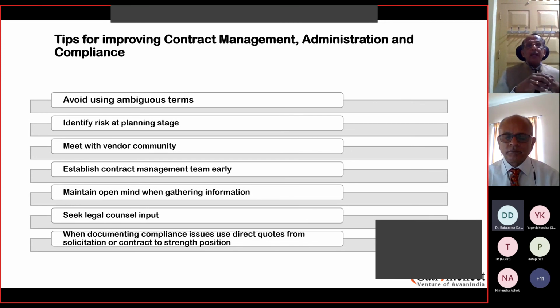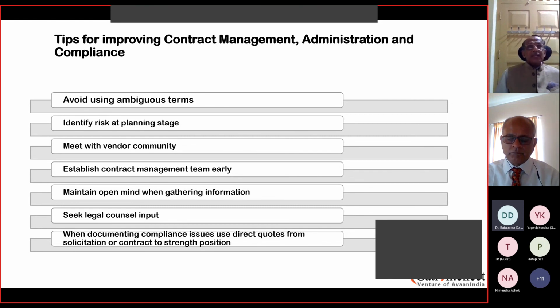Then maintain an open mind when gathering information. Now this is something which we talked about in the tender itself. In the tender principles itself, we talked about it. You have to have an open mind, no hidden agenda, no hidden benefits to any nationality or any country. You got to understand, this is a project. It's a turnkey project which has to be carried out in a proper fashion.